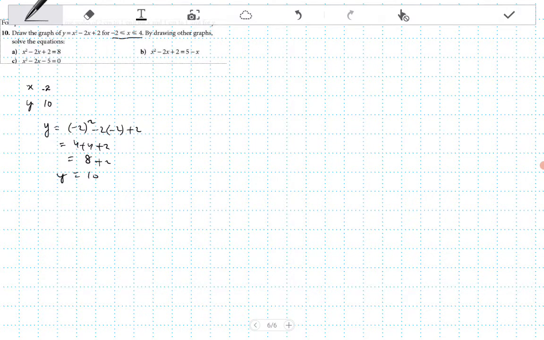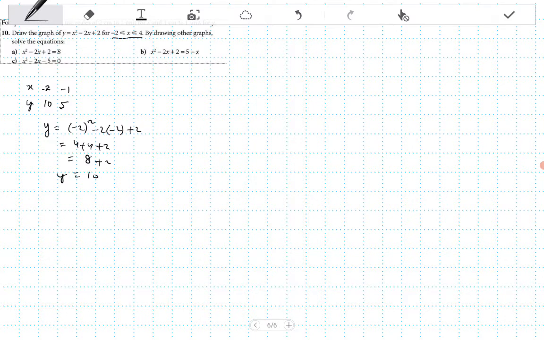Now try a different value. I am taking -2 as done, now I'm taking x as -1. What value of y comes? You can directly use your calculator to find this value. I just showed this working to make you understand how to do it. Otherwise you can do it in your calculator and directly state the answer over here. As per my calculation it's coming 5.